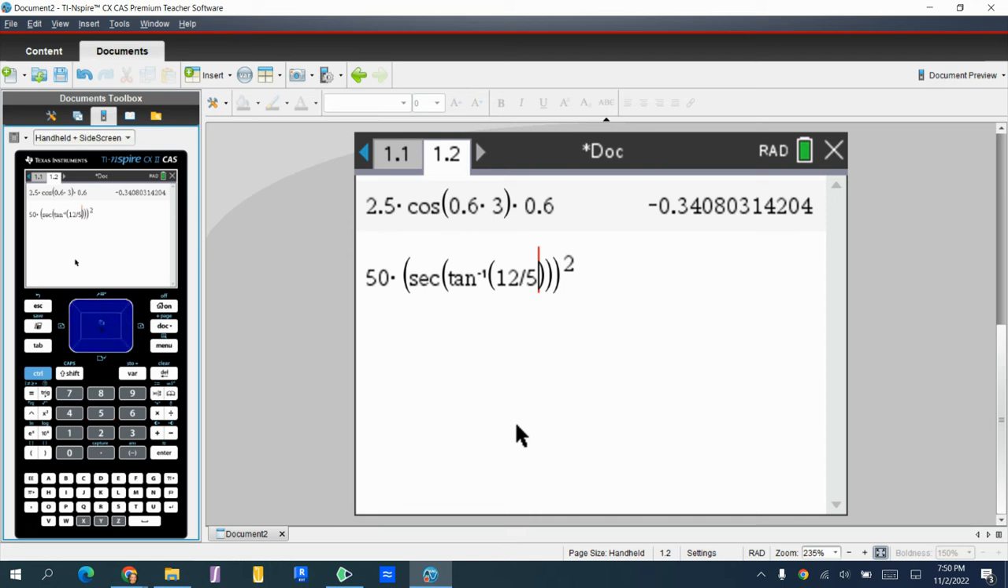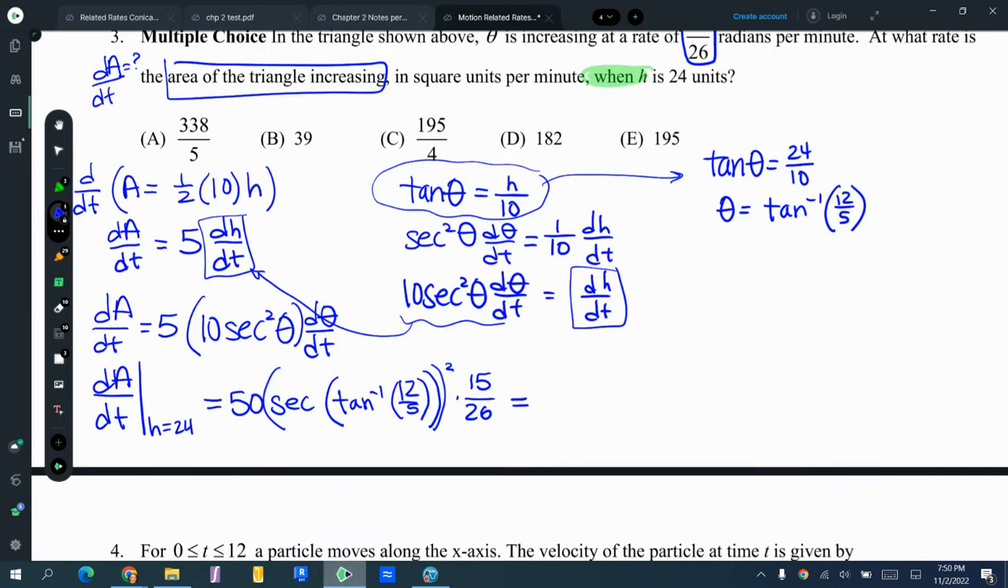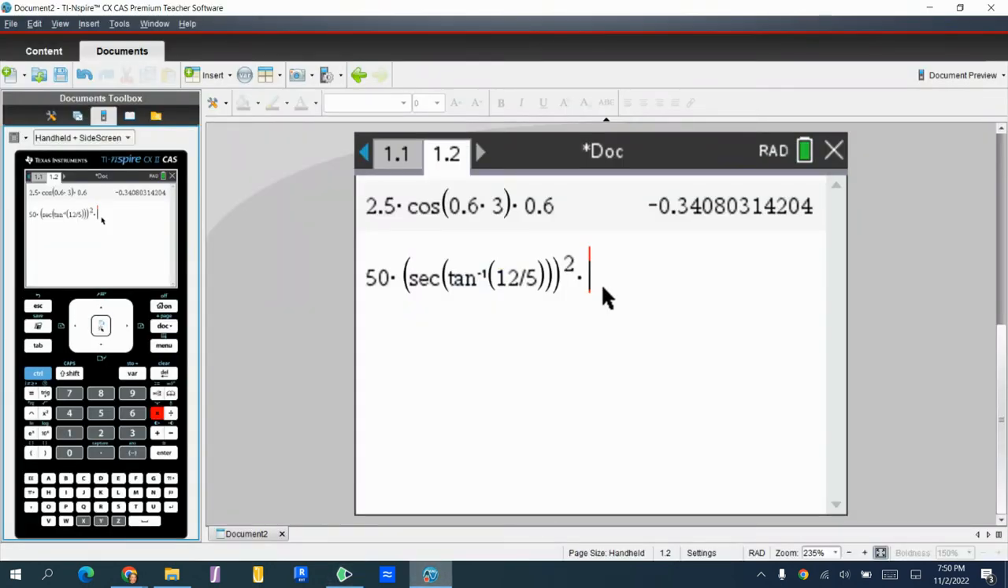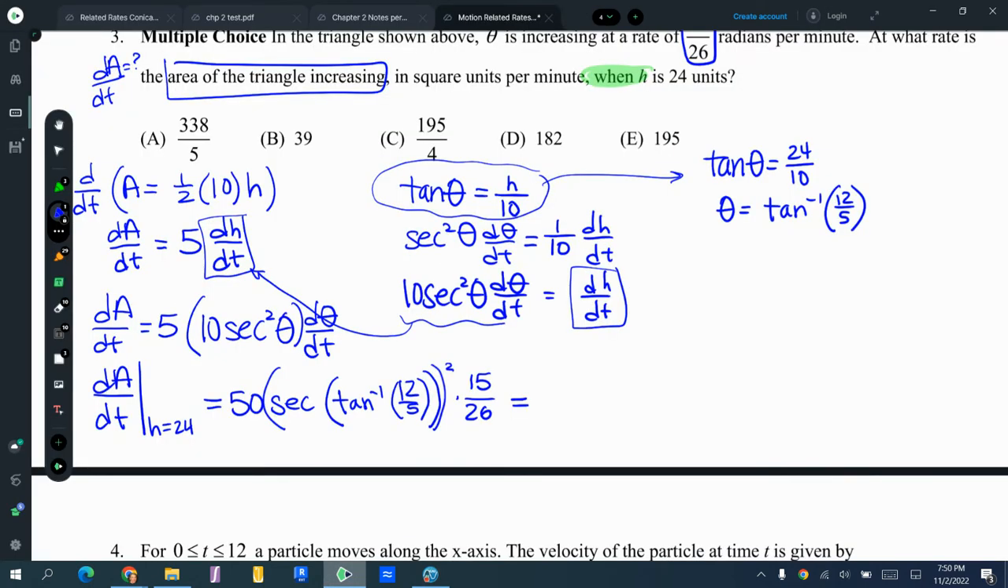And then times 15 over 26. And all that stuff gives us 195.